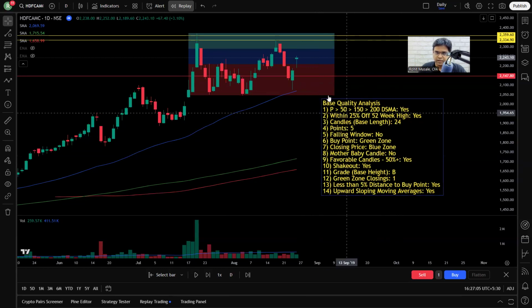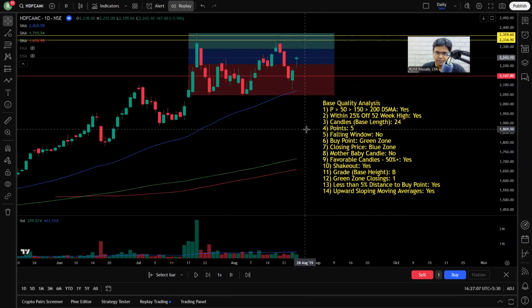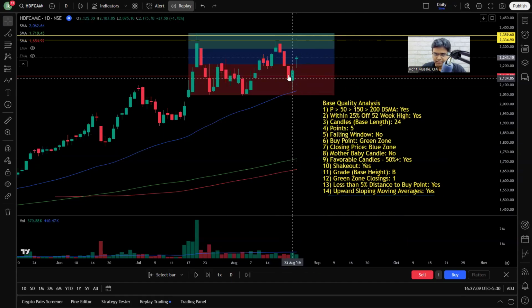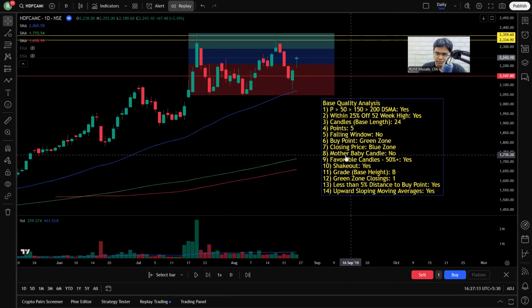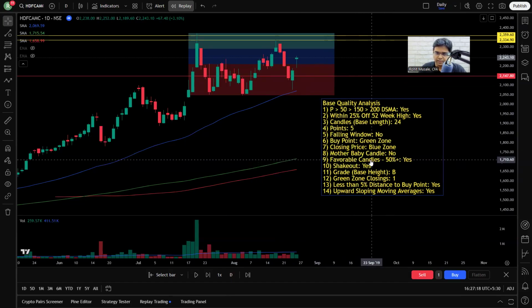Is there a mother baby candle? I don't see any mother baby candle here. At least in the latest 4 or 5 candles, I don't see any mother baby candle combination. Favorable candles 50%. Yes. What are favorable candles?